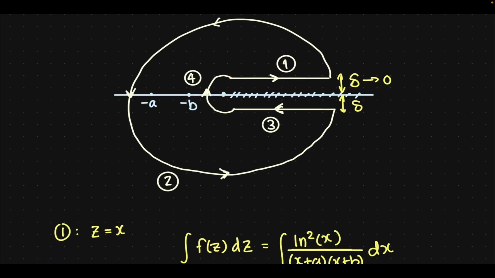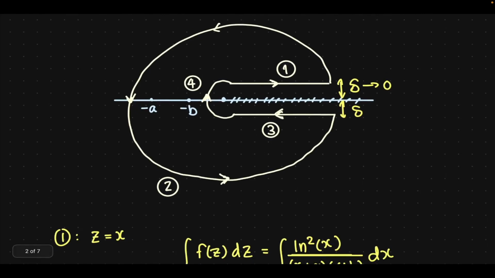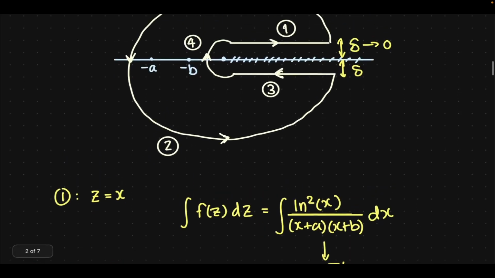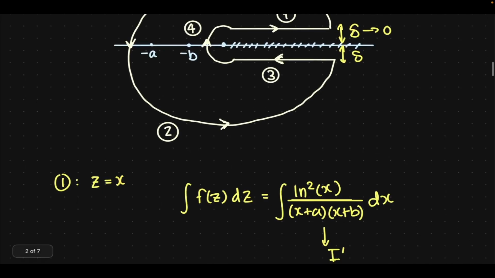I hope the contour is clear and the procedure will follow naturally. Notice the poles are on the x-axis. The poles are minus a, minus b. So on path 1, the procedure is simple. Ideally, we should have x plus i delta for the delta height in the complex plane. But we can ignore that because that does not affect this kind of integral that we have.